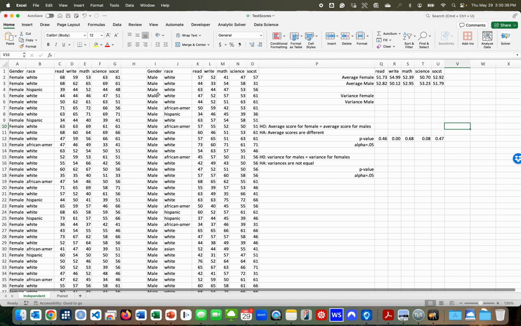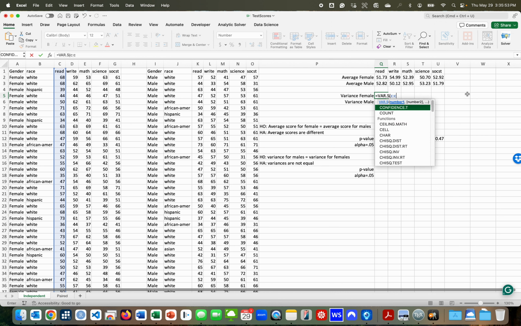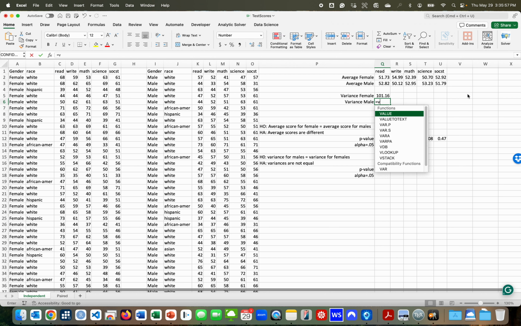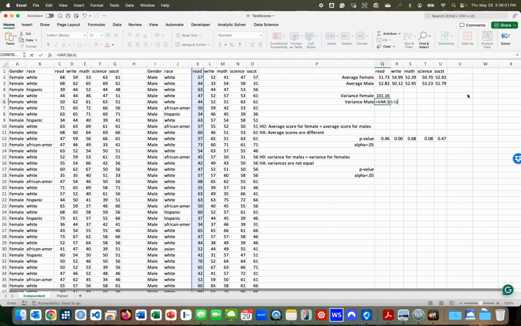So the next thing we want to do here is do the f-test. So we want to test if the variances are the same. So just so we can get an idea of what we might expect to see here, we're going to look at the variances for females and males. So we're going to do the var.s of c:c. That'll give us the variance for females. And var.s on k:k will give us the variance for reading scores for males.